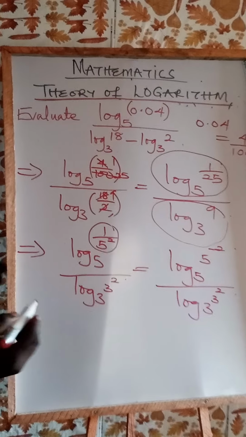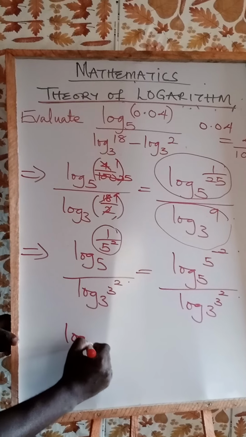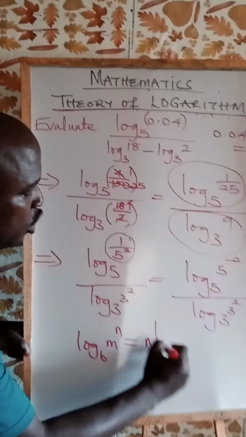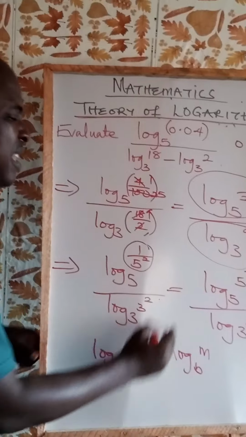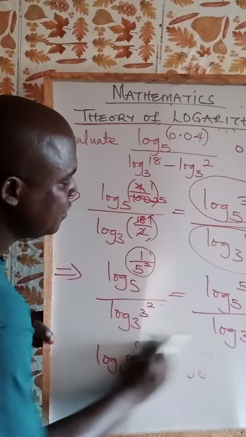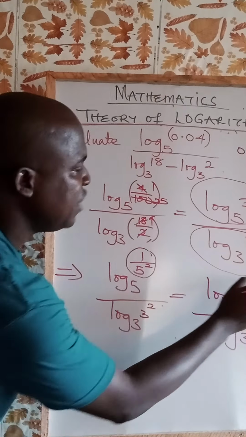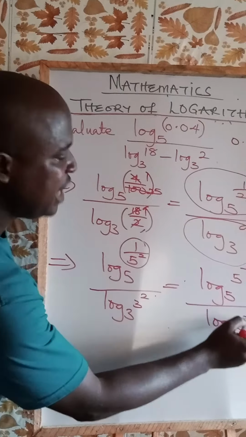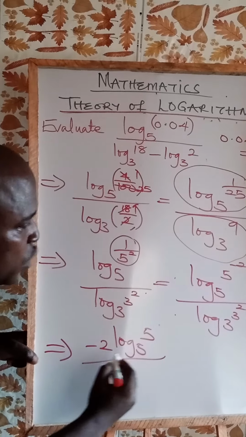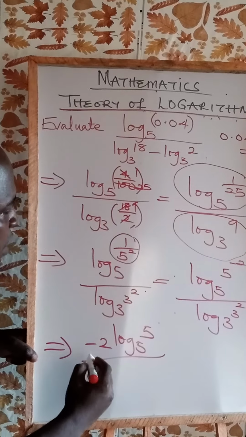So going by this law I gave you, log base b of m raised to power n will be equal to n log base b of m. That is exactly what we are going to apply here. Applying that, we move the minus 2 to the front, while the 2 here we also move to the front. So we are now going to have minus 2 log base 5 of 5, all over 2 log base 3 of 3.